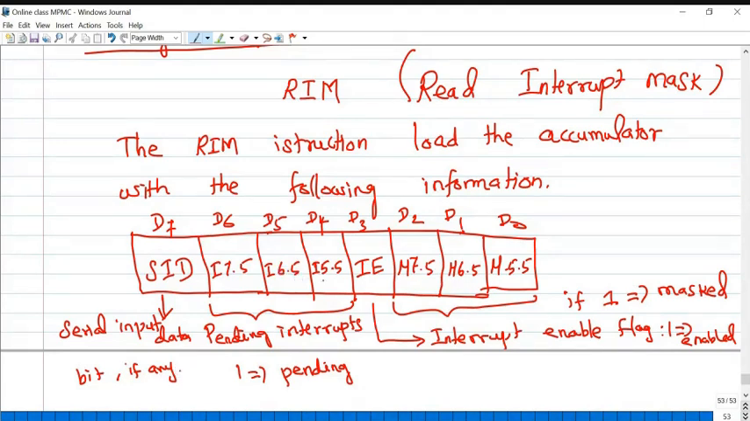So remember that if D4 is high, RST 5.5 is pending. D5 high means RST 6.5 is pending. D6 high means RST 7.5 is pending. So this is the RIM instruction.